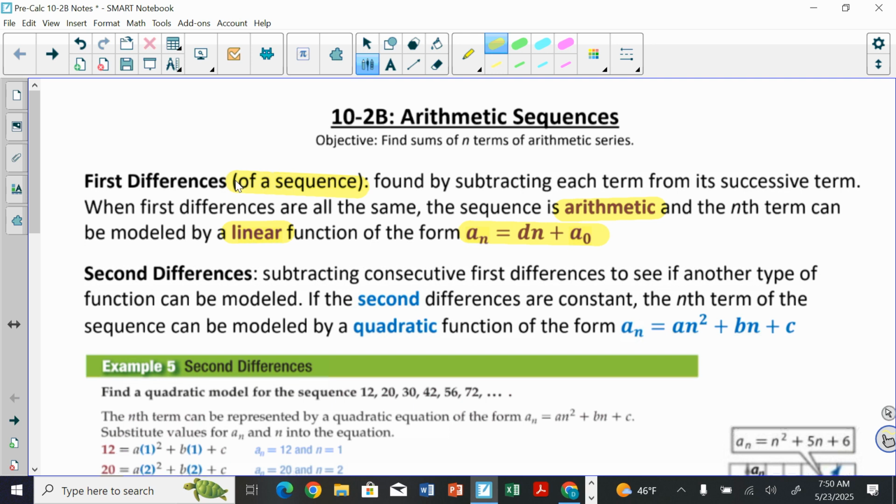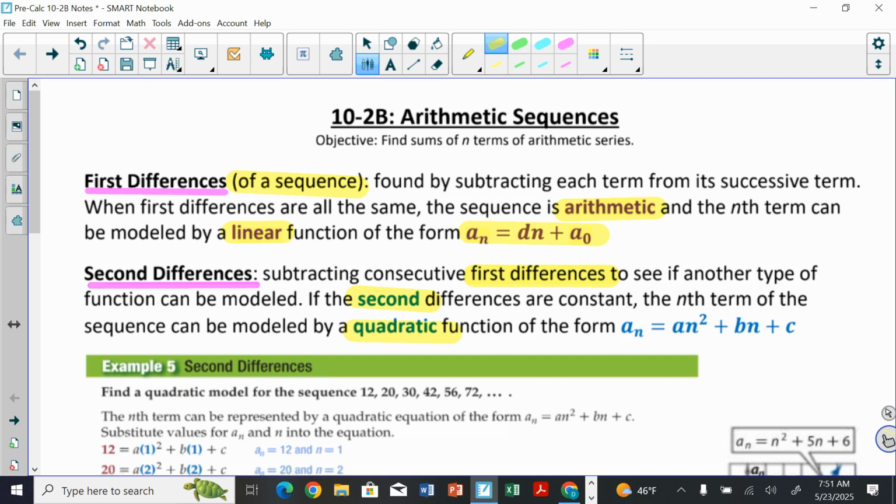Now, second difference. For the second difference, you subtract consecutive first differences. You've already subtracted and found your first differences. Now if you subtract them again a second time, if those are constants, we might see another type of function that we can model. If the second differences are constant, then the nth term of the sequence can be modeled by a quadratic function.